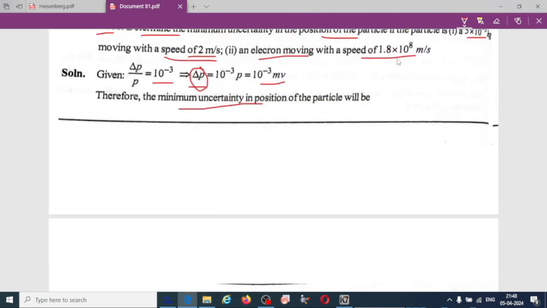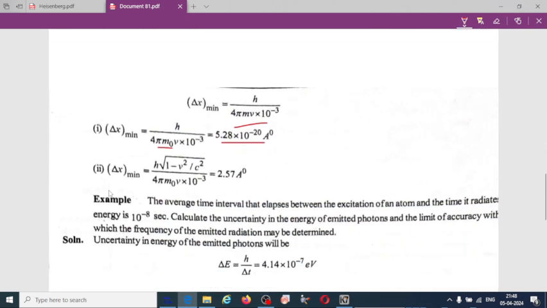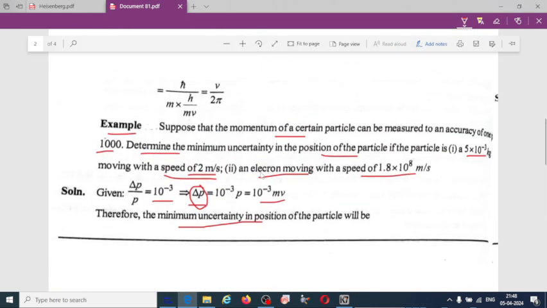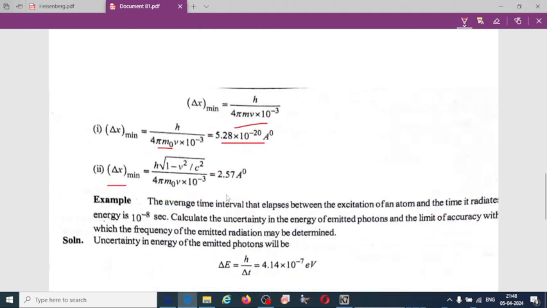An electron moving with a speed of 1.8 into 10 to the power 8 meter per second. So the minimum uncertainty in question 2: m is equal to m naught divided by root 1 minus v square divided by c square. Here the electron is moving with speed 1.8 into 10 to the power 8 meter per second. Put the value of velocity here, v square, whatever the given value, and calculate. You will get the minimum uncertainty of 2.57 angstrom.